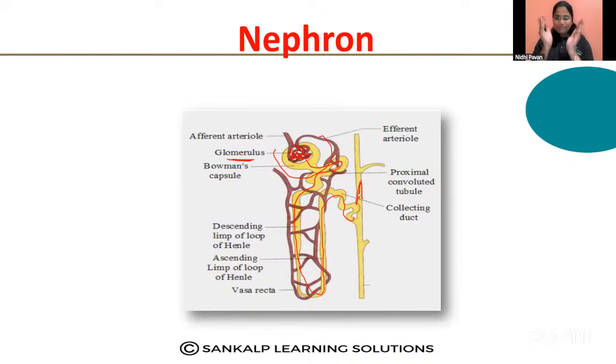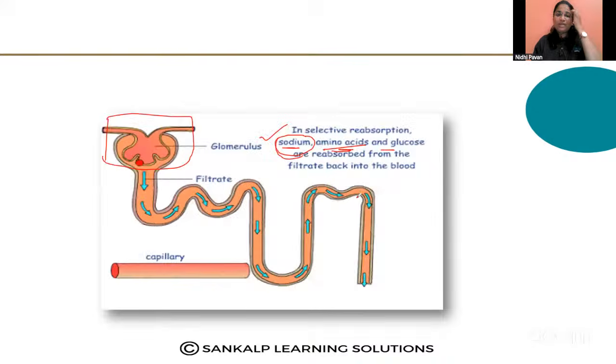The cup-shaped structure is called Bowman's capsule. Inside the Bowman's capsule there is a network of capillaries, which we call the glomerulus. From the glomerulus we see many kinds of tubes, which are called tubular structures. There are types within them too, which you will learn in higher classes. Then all these tubes are finally connected to the collecting duct. What does the collecting duct do? It collects the urine.